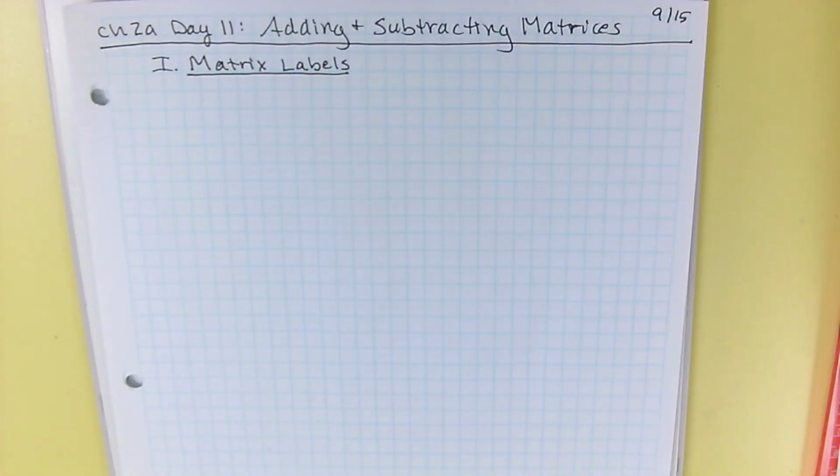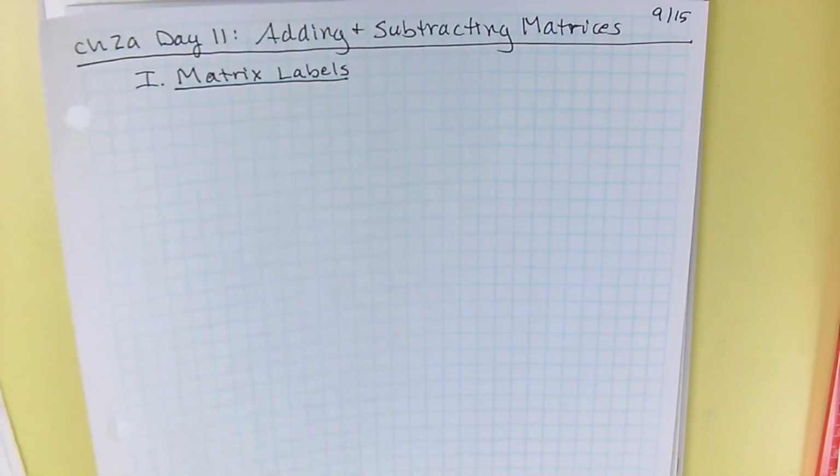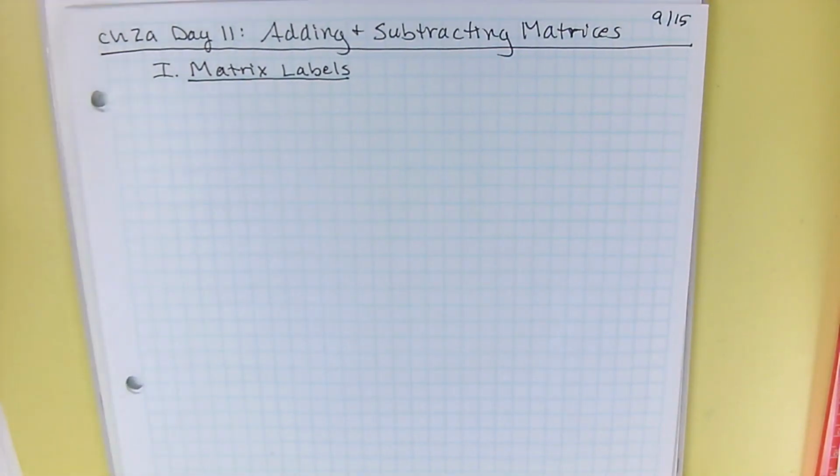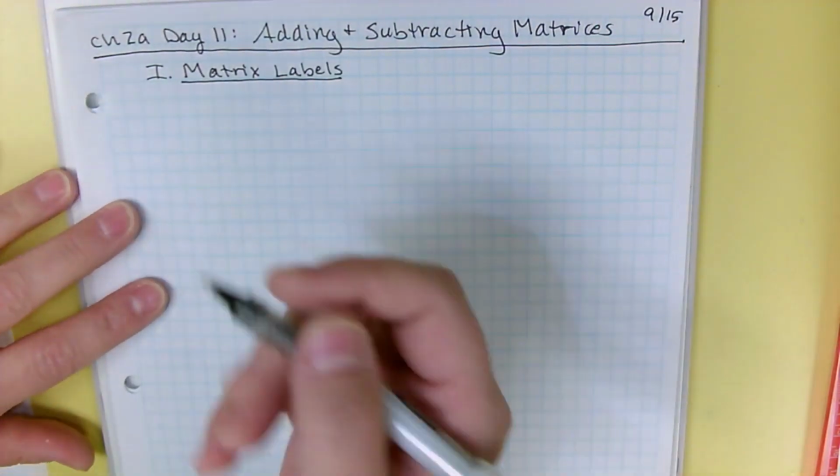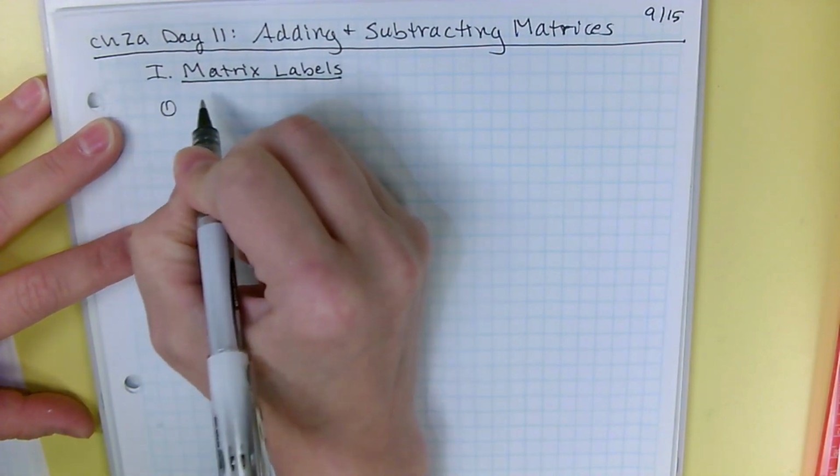All right, so this is chapter 2a, day 11, adding and subtracting matrices. We're going to be taking the integer skills that you've been practicing and applying them to something new. All right, so matrix labels. Number one, let's talk about geography.